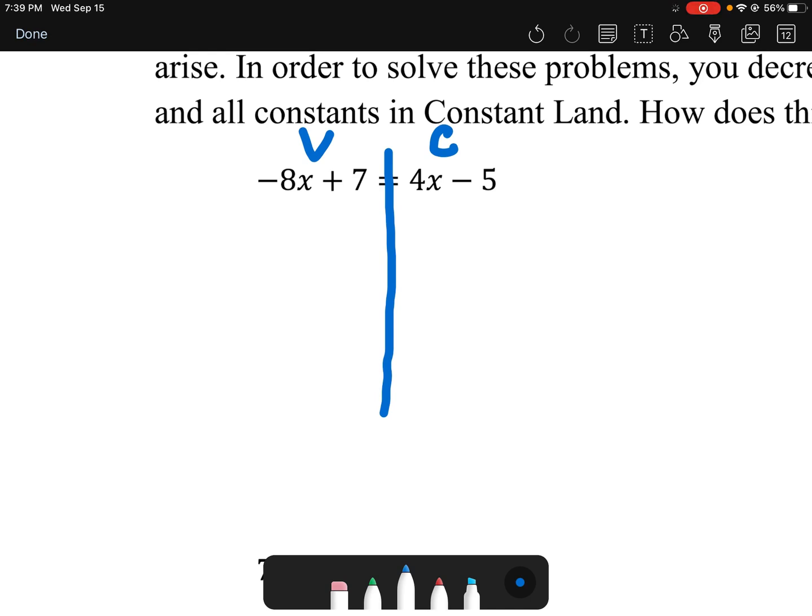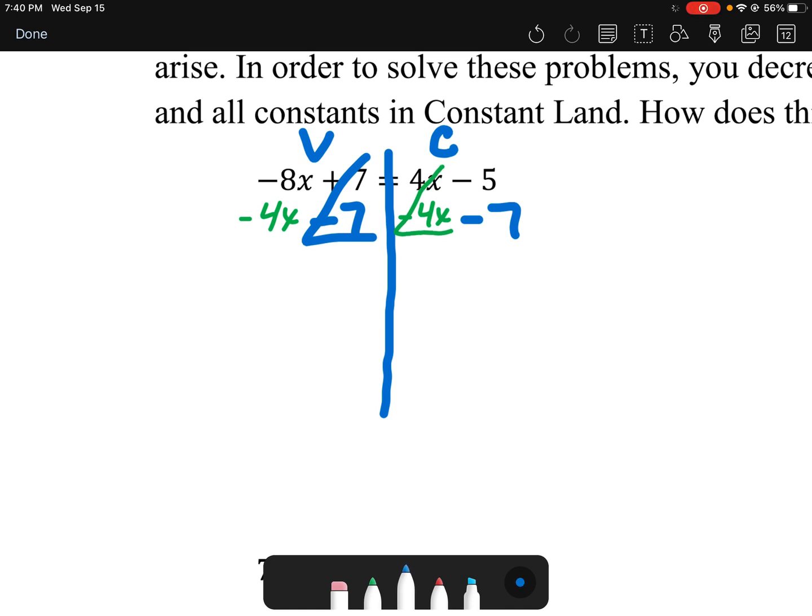Well, in variable land, I can't have that 7 hanging out there because it doesn't have a variable attached to it. So I'm going to get rid of the 7 by using its inverse operation and subtract 7 on both sides. Well, now that I look at constant land, I have that 4x over there. That's not a constant and has a variable term attached to it. So I'll subtract 4x using its inverse operation on both sides. When I subtract 7, I'm just canceling out this plus 7 here. And when I'm subtracting the 4x, I'm just canceling out that 4x there.